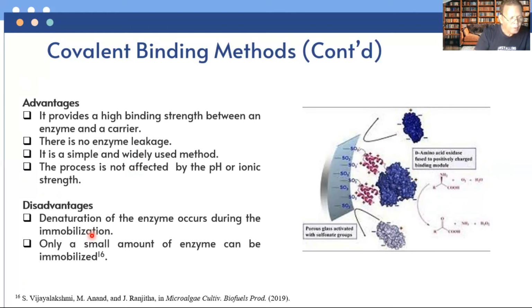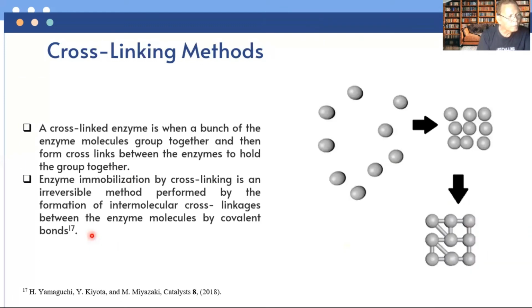Now let's move to the cross-link method. A cross-linked enzyme is when a bunch of enzyme molecules group together and then form cross-links between the enzymes to hold the group together. Enzyme immobilization by cross-link is an irreversible method performed by the formation of intermolecular cross-links between the enzyme molecules by a covalent bond.